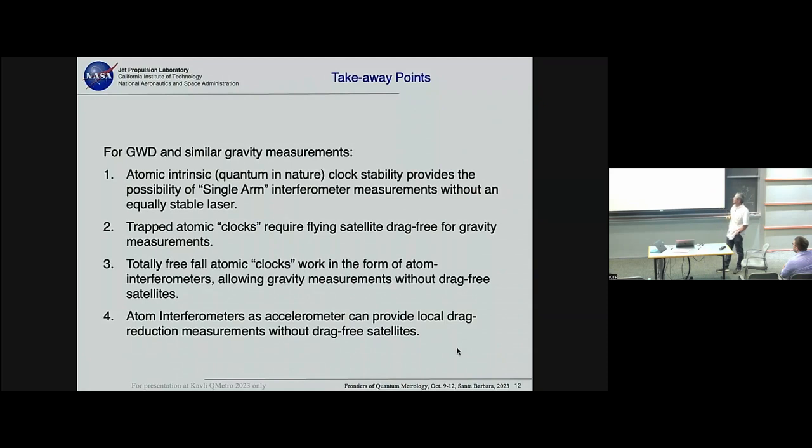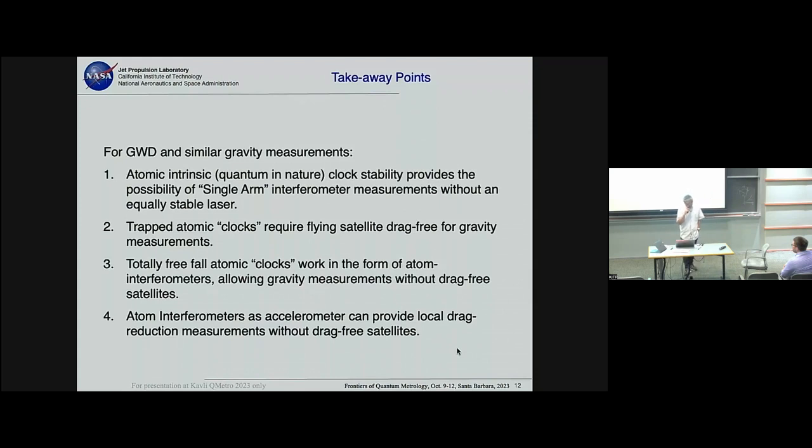Separately, the atom interferometer, as already mentioned several times in different contexts, can be used as an accelerometer that can simply do the local measurement. So if you make the atoms drag-free locally and measure the rate of motion between the spacecraft, then you can use it as a local drag reduction system without flying drag-free.